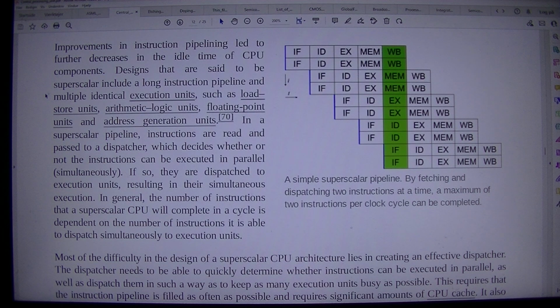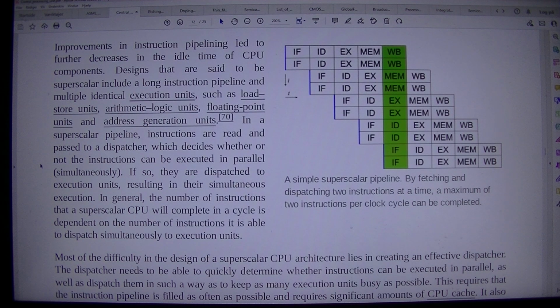Improvements in instruction pipelining led to further decreases in the idle time of CPU components. Designs that are said to be superscalar include a long instruction pipeline and multiple identical execution units, such as load-store units, arithmetic logic units, floating point units and address generation units. In a superscalar pipeline, instructions are read and passed to a dispatcher, which decides whether or not the instructions can be executed in parallel, simultaneously. If so, they are dispatched to execution units, resulting in their simultaneous execution.